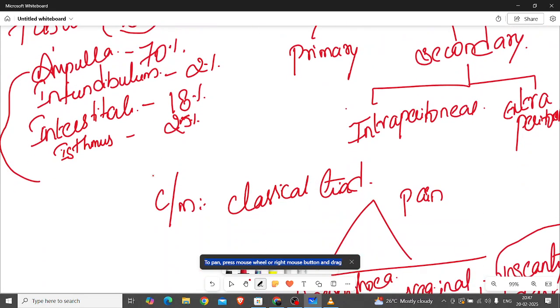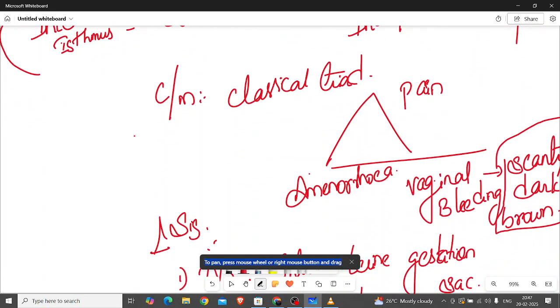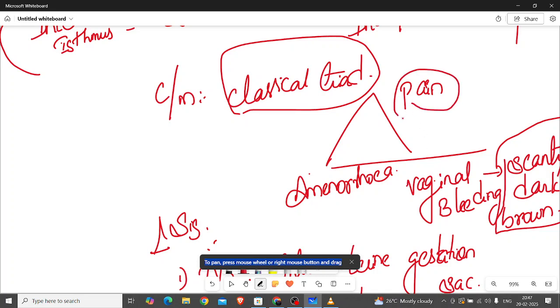So what are all the clinical manifestations we can see in this ectopic pregnancy? It is mainly identified as a classical triad. The triad includes pain, amenorrhea and vaginal bleeding. If the patient has severe pain, the nature will differ from person to person. And if the person has amenorrhea, it may be delayed, or a very slight spot may be observed at the time of menses, so the person may be expecting it as menses.